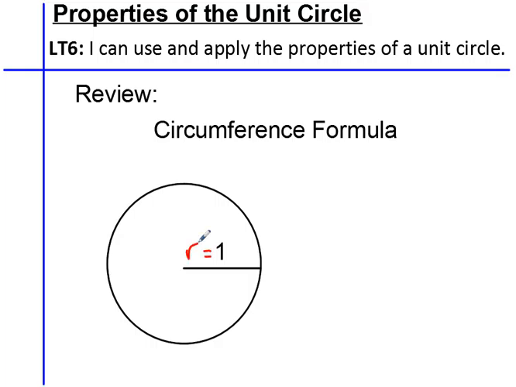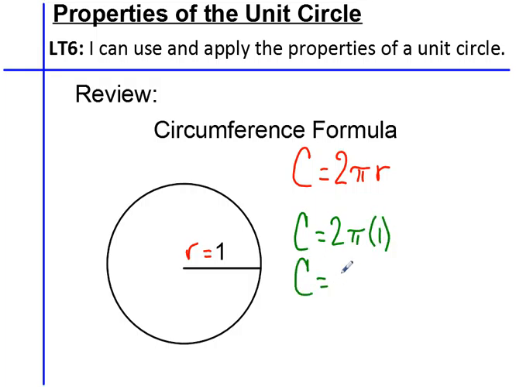I want to do a little review and talk about the circumference formula of a circle. Circumference is always a big capital C, and it's equal to 2 times pi times the radius. In this problem, since the radius is 1, my circumference is equal to 2 times pi times 1, which is just 2 pi. So a circle with a radius of 1 has a circumference of just 2 pi.